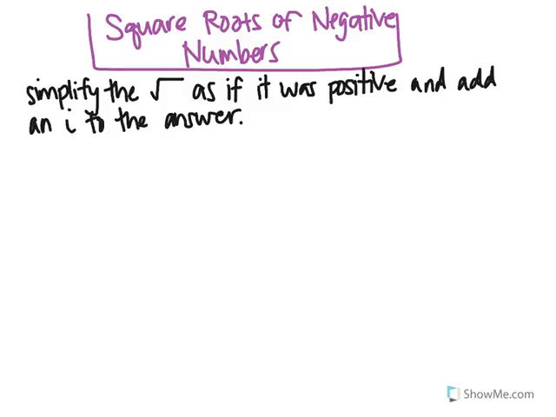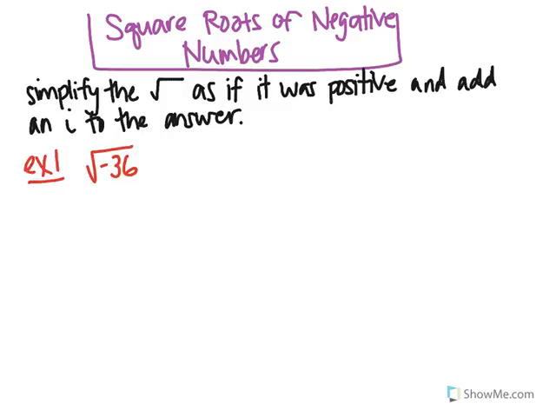So we're going to go ahead and square root negative numbers this time, and you're going to simplify the square root as if it was positive, and then you're going to add an i to the answer. That's the only difference, because you can't take a square root of a negative number. You start going into the imaginary numbers. So let's go ahead and start with this example.